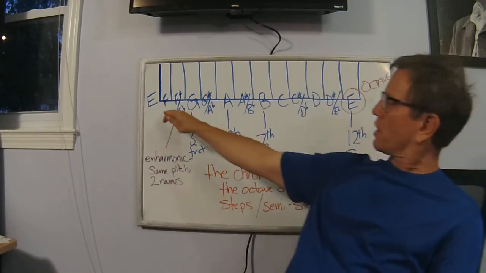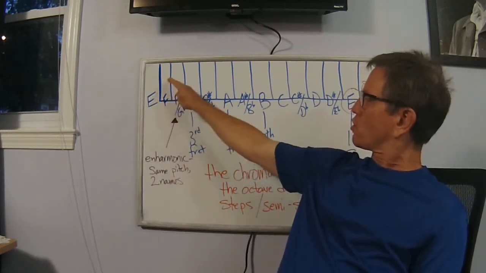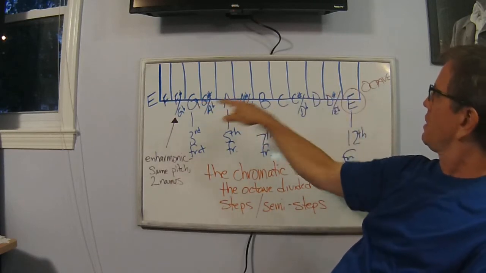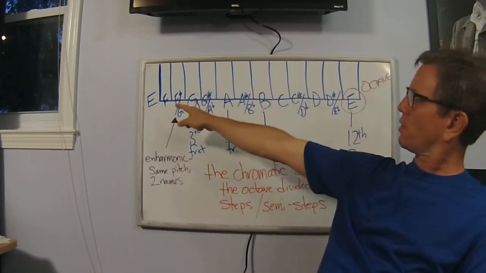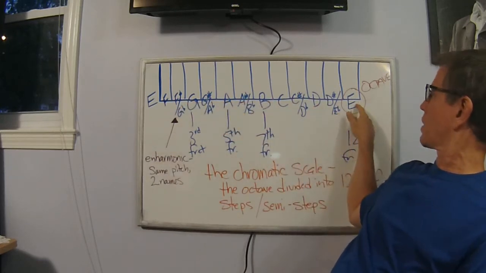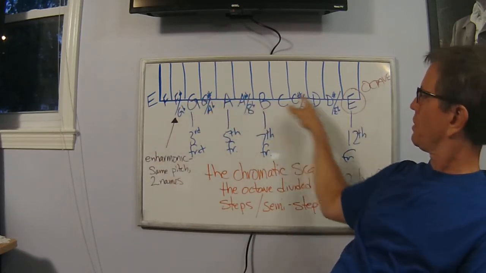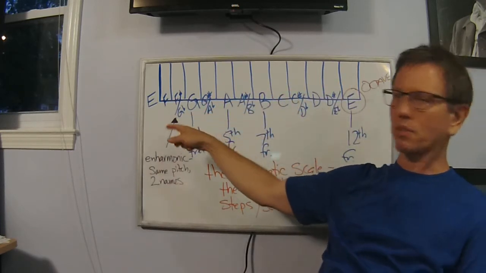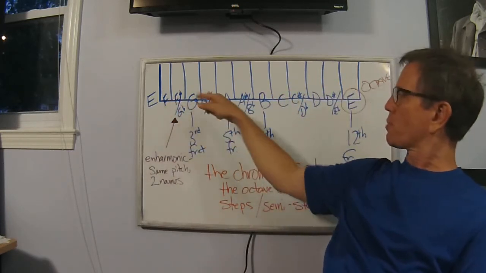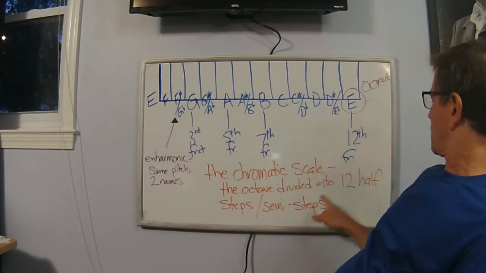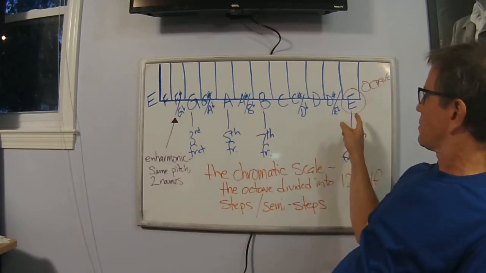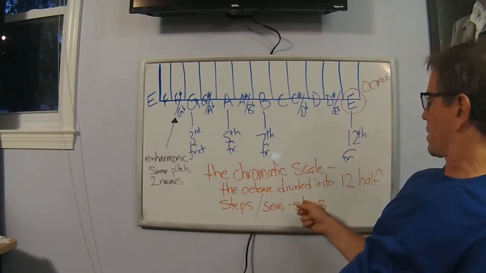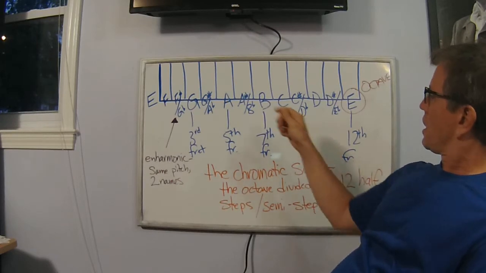So if you start on E, you have 12 pitches, and then you end on E. So from E to E is the octave. Low E, E 1 octave higher. So in between these 12 frets on guitar or on piano, if you look at a keyboard, they move up in half steps. So the octave is divided into 12 half steps or semi steps. And then they just start over.